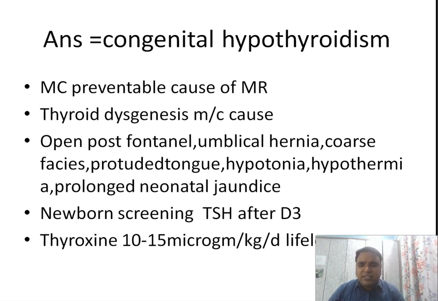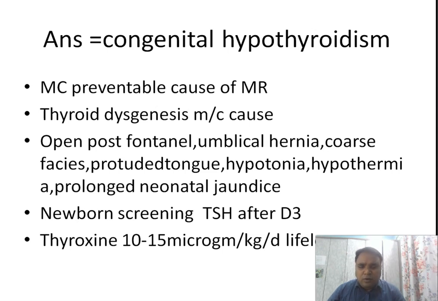Clinical picture wise, we can get open posterior fontanelle, umbilical hernia, coarse facies, protruded tongue, hypotonia, hypothermia, and prolonged neonatal jaundice. Any newborn who presents with prolongation of neonatal jaundice beyond 2 weeks, here congenital hypothyroidism has to be ruled out. In the newborn screening program, we are usually doing TSH.